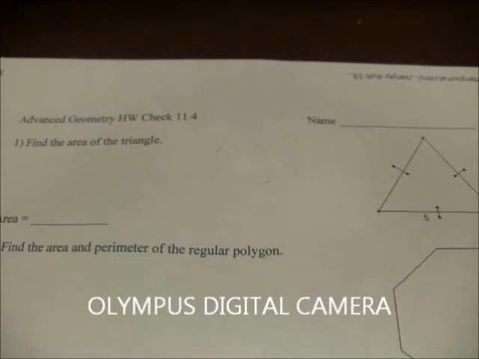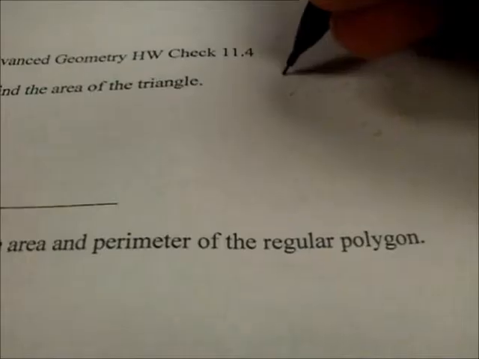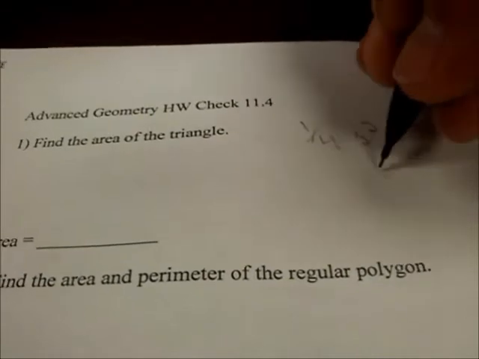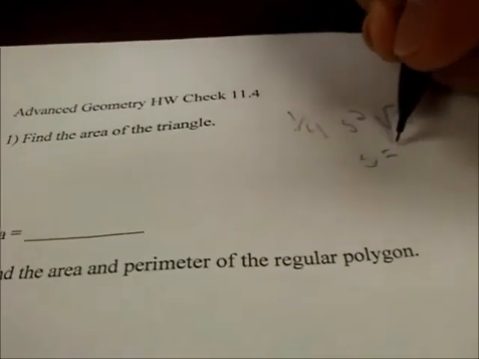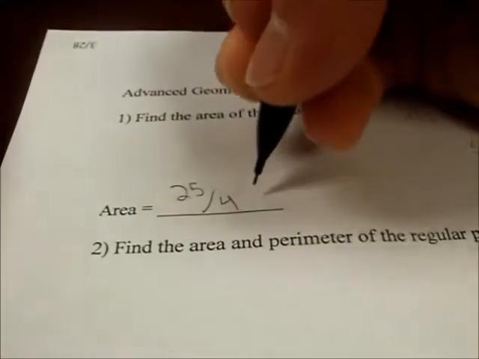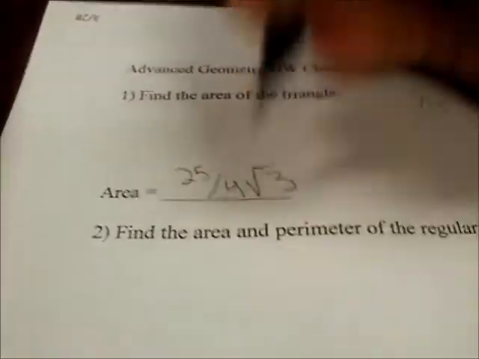For the first question, we want to find the area of a triangle, and we were looking at an equilateral triangle. So we use the equation 0.25 times the side length squared times the square root of 3. So you get a final answer of 25 over 4 times the square root of 3, which is approximately 10.85.